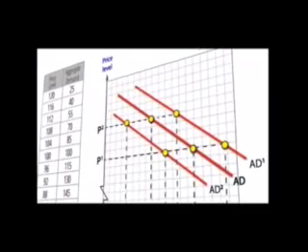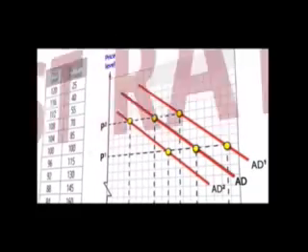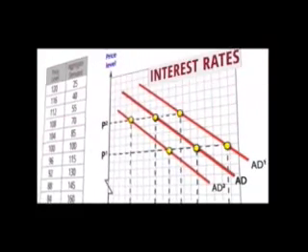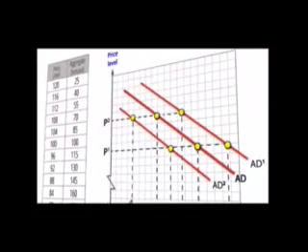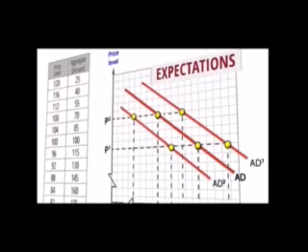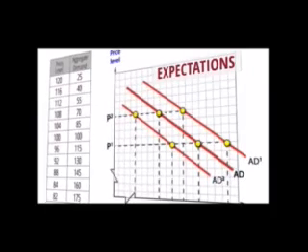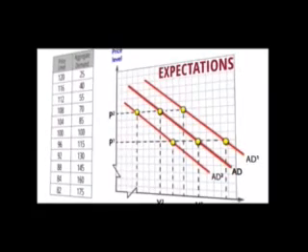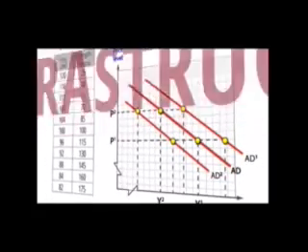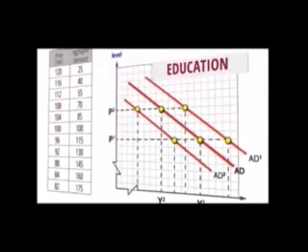Shifts from changes in investment can also arise from changes in the money supply, which affect interest rates and business decisions. Shifts also arise from changes in business confidence and expectations. A dip in business confidence will shift the AD curve to the left. Shifts in AD can also arise from decisions by governments to spend more or less, for example, on infrastructure projects or on education and healthcare.